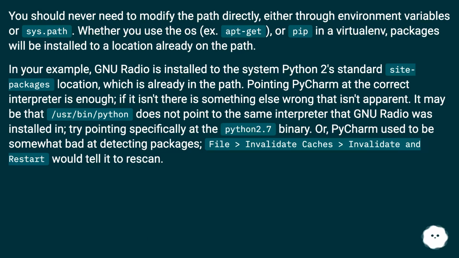If it isn't, there is something else wrong that isn't apparent. It may be that bin/python does not point to the same interpreter that gnuradio was installed in. Try pointing specifically at the Python 2.7 binary. Or, PyCharm used to be somewhat bad at detecting packages. File > Invalidate Caches > Invalidate and Restart would tell it to rescan.